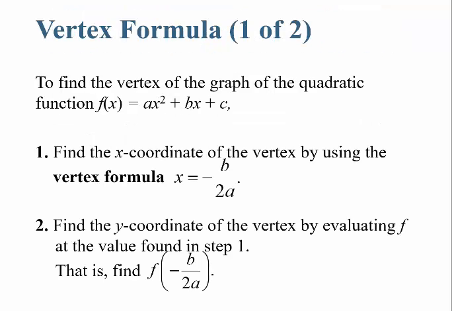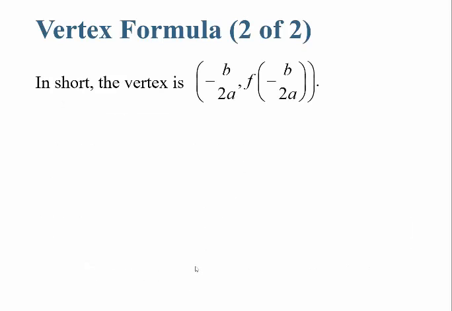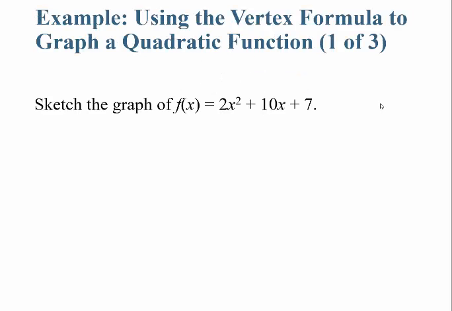To find the vertex of the graph of a quadratic function, find the x-coordinate of the vertex by using this vertex formula. The x value of the vertex will always be equal to negative b, whatever the b value is, divided by 2 times whatever the a value is. Always, always. Then to find the y-coordinate of the vertex, if you know the x-coordinate, just plug it into the function. That's it. So in short, the vertex is always going to be (negative b over 2a, f of negative b over 2a).